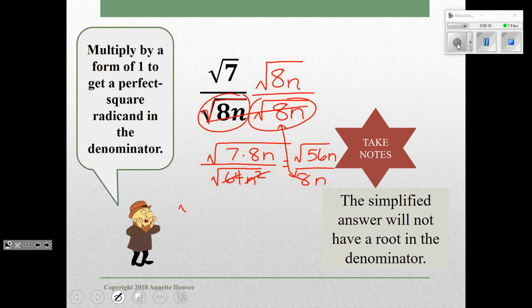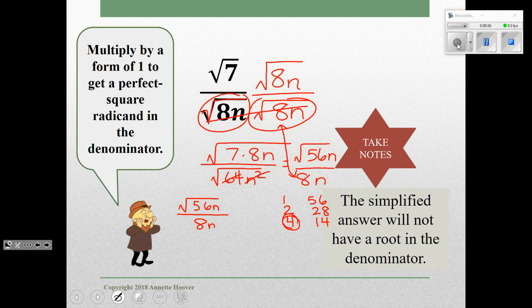Now we have the square root of 56n on the top and 8n on the bottom. Now we can't cancel out the n's because one is under a radical sign and one is not. So the only thing left that we can do is look to see if we can simplify 56. So when we think of factor pairs for 56, we have 1 and 56. We have 2 and 28. None of these are perfect squares yet. We have 4 and 14. Here I have a perfect square.